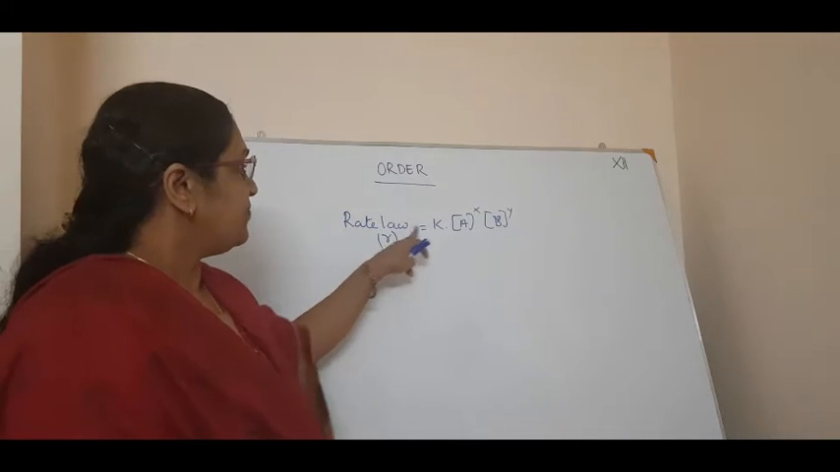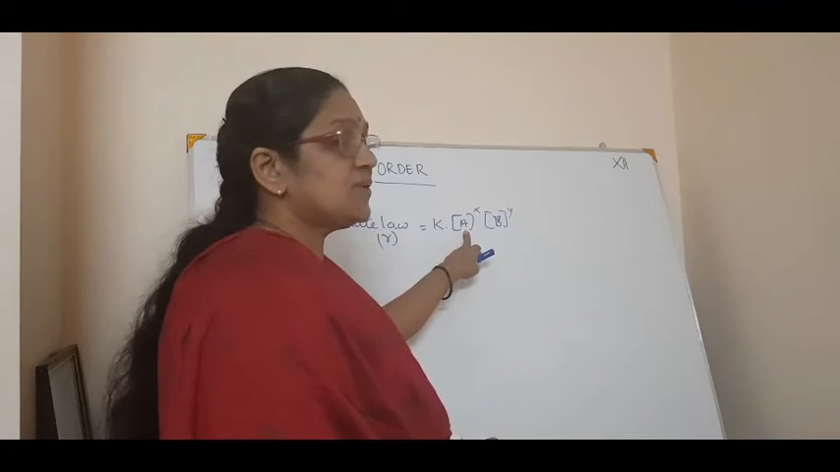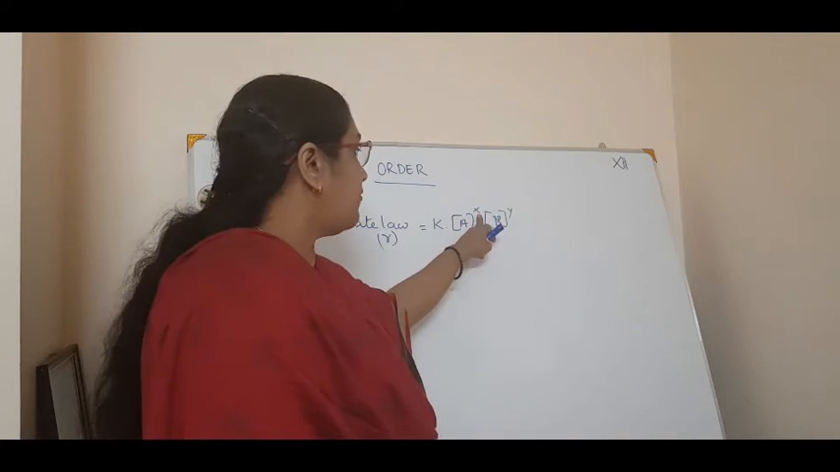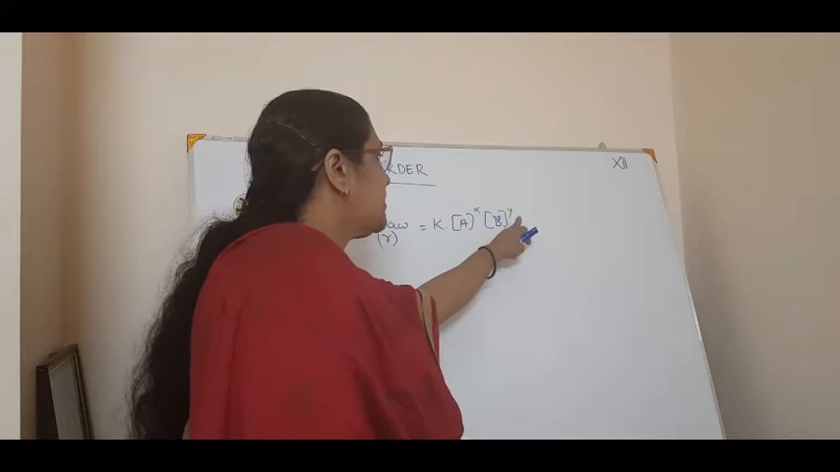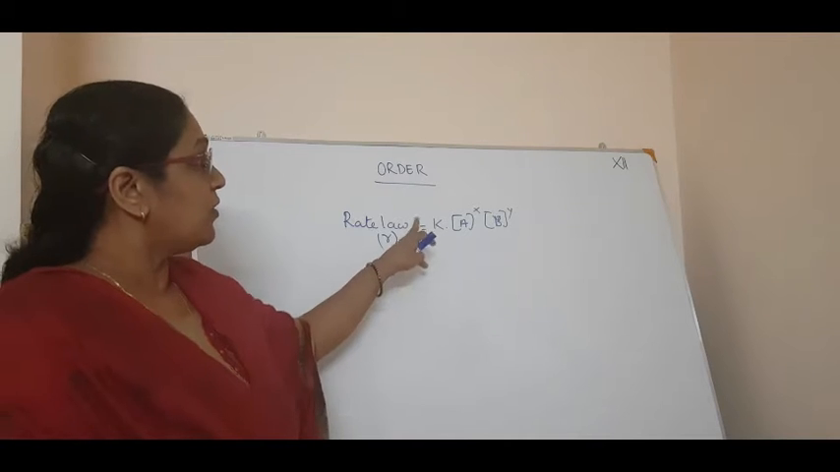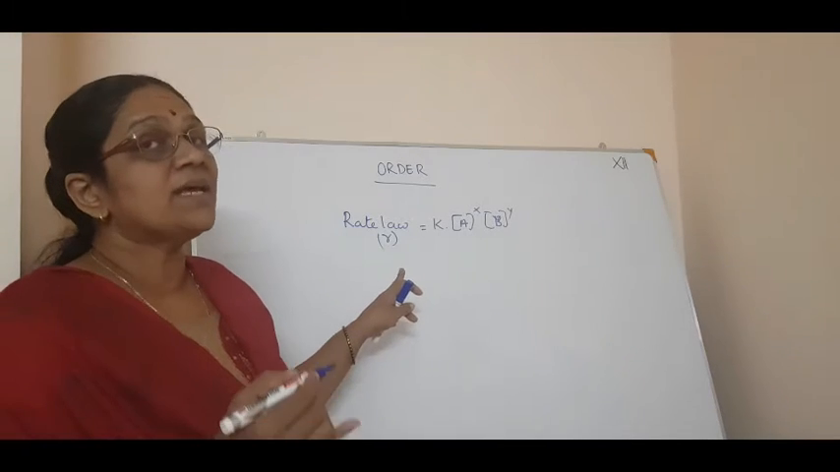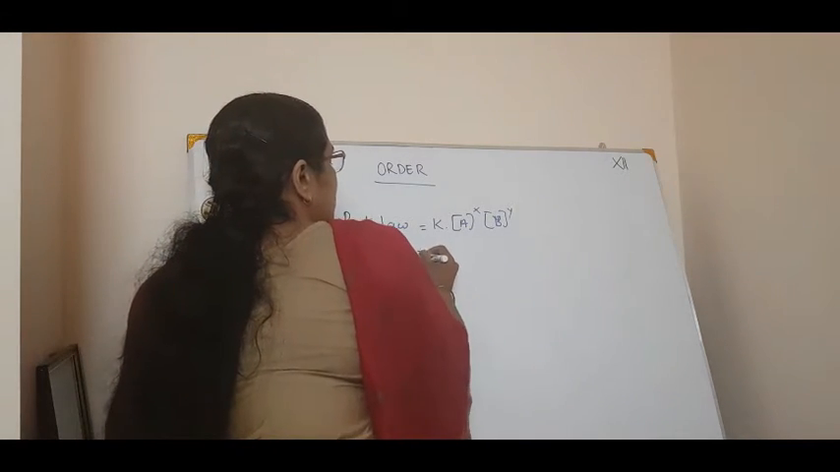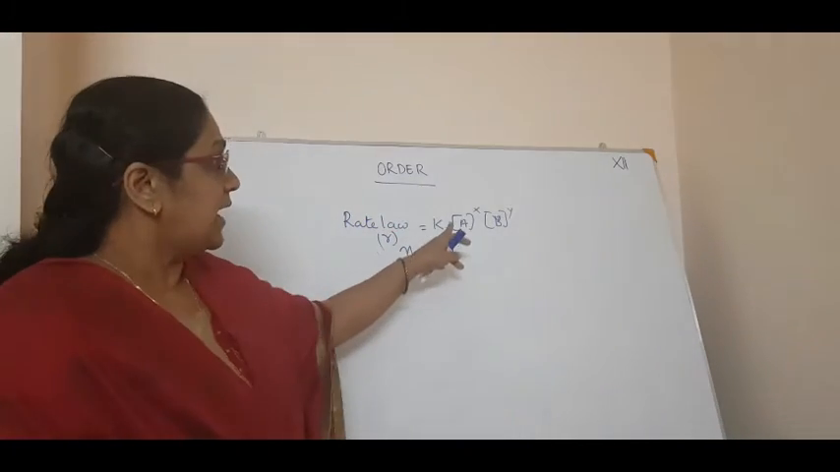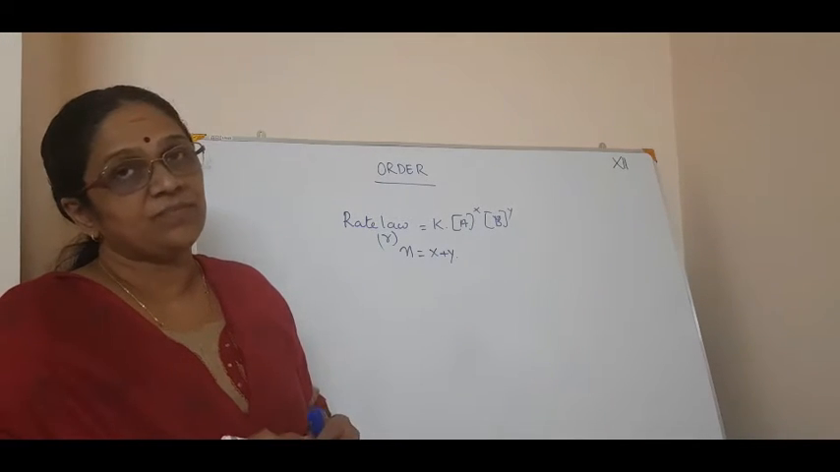Here, K is the rate constant and A is the concentration of A. X is the power with respect to A and Y is the power with respect to B. Now, what are X and Y? X and Y are the order of the reaction. What is the overall order of the reaction? We call it N, that is equal to X plus Y. And we also said X and Y may or may not be the stoichiometric coefficients.